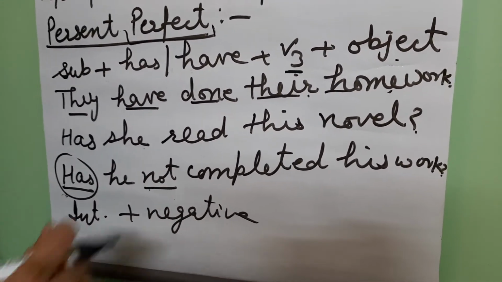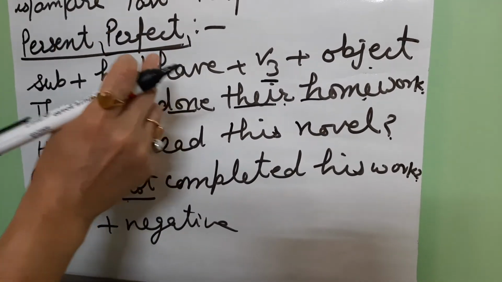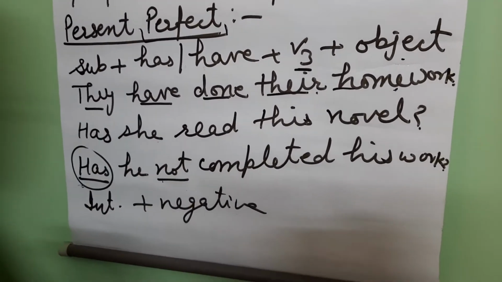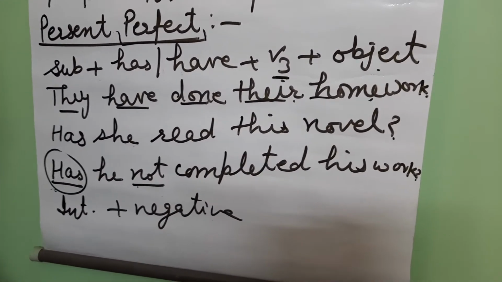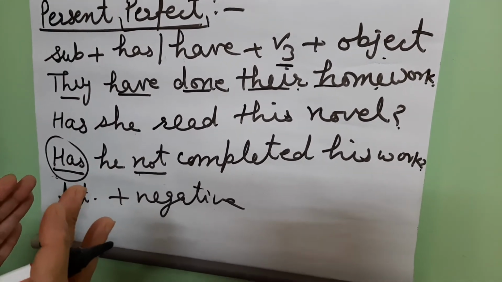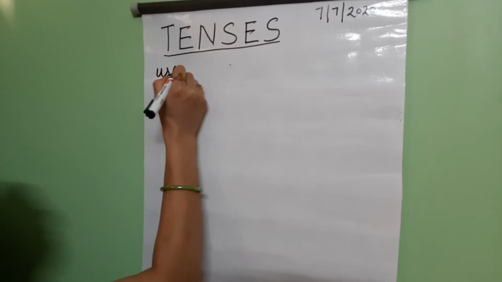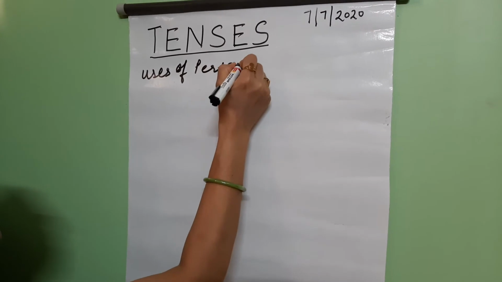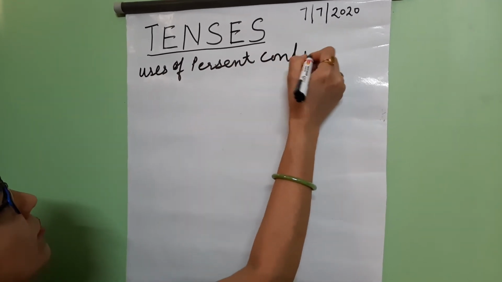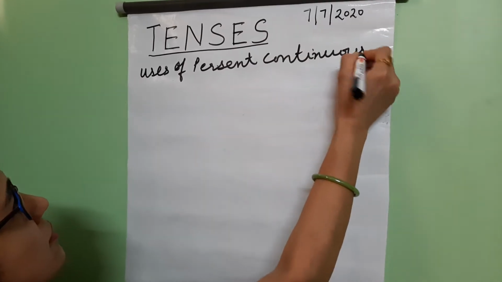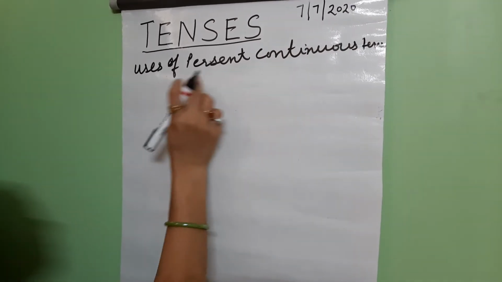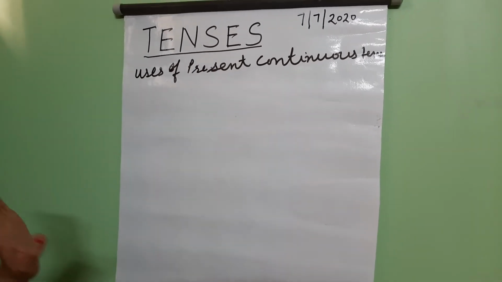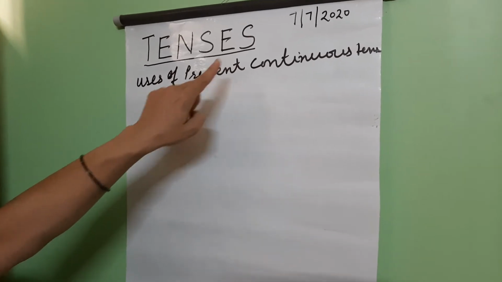Okay, beta? So, these are the examples of present perfect tense. These are the formations of these sentences. Now, we will read where to use these tenses. Uses of present continuous tense. It means where to use. In what situation will we use this tense?